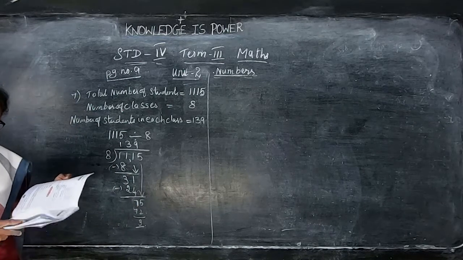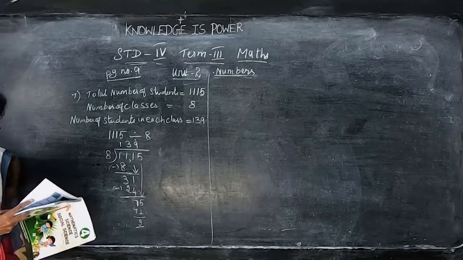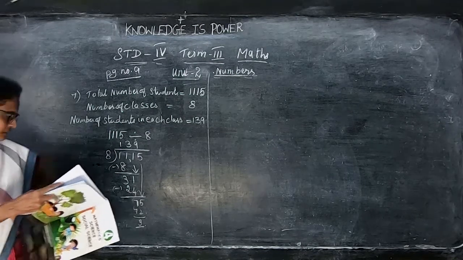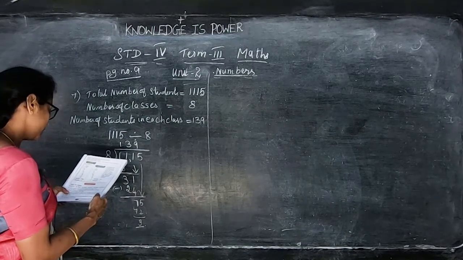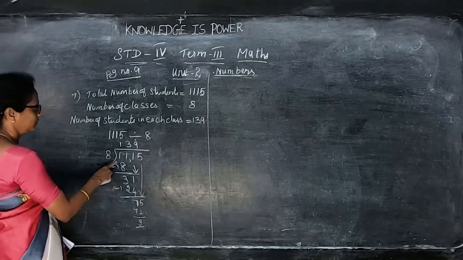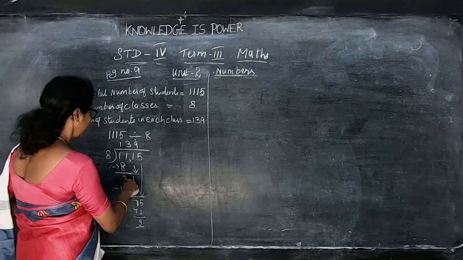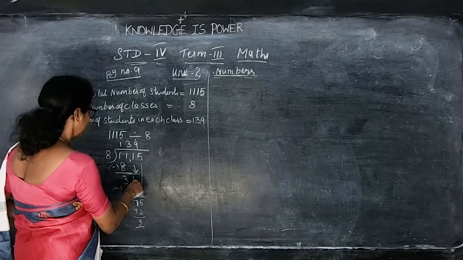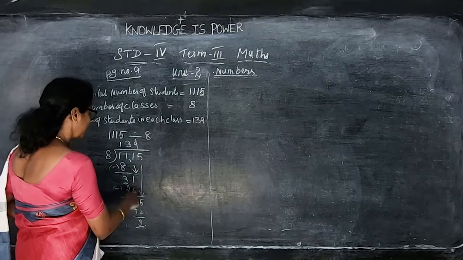Okay, now the next one. We'll put 72, all in classes. How many students will there be? 3, 31, 7 plus 4 is 11, 75.